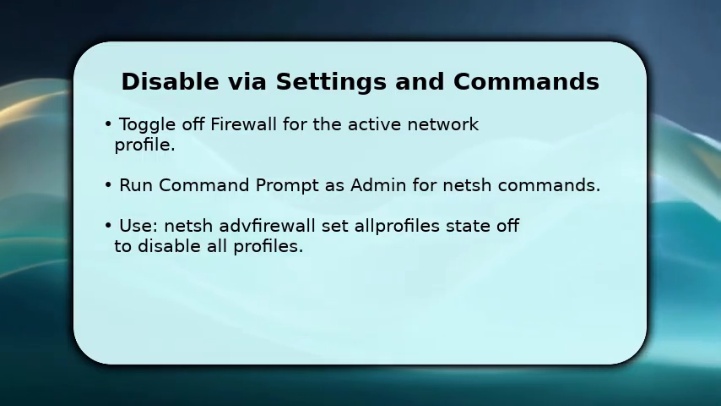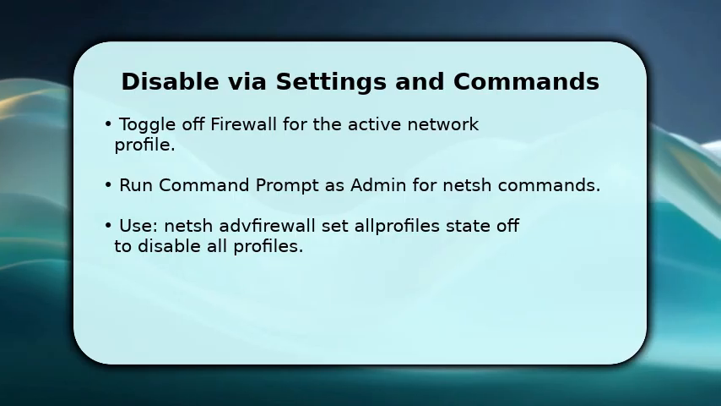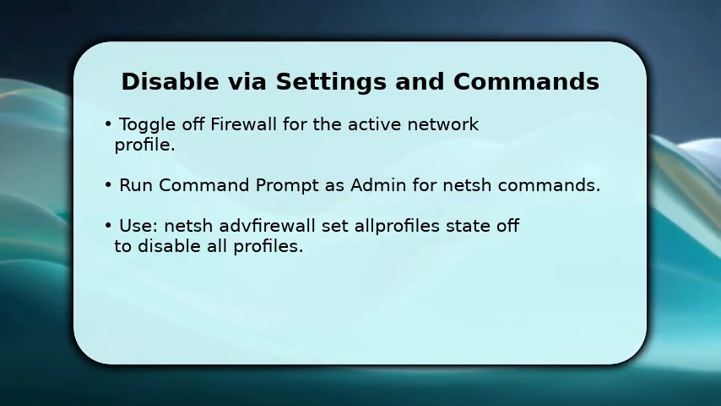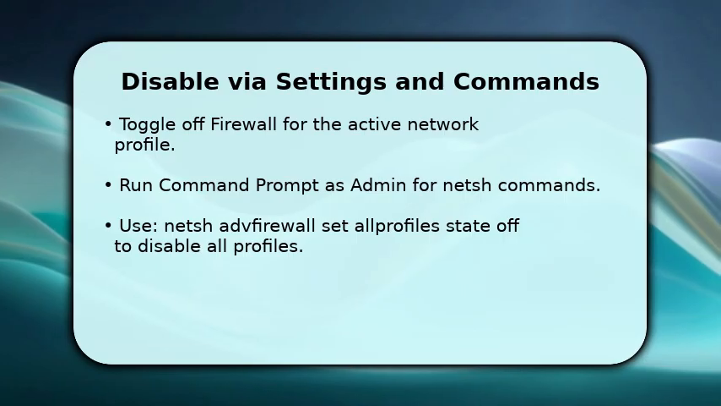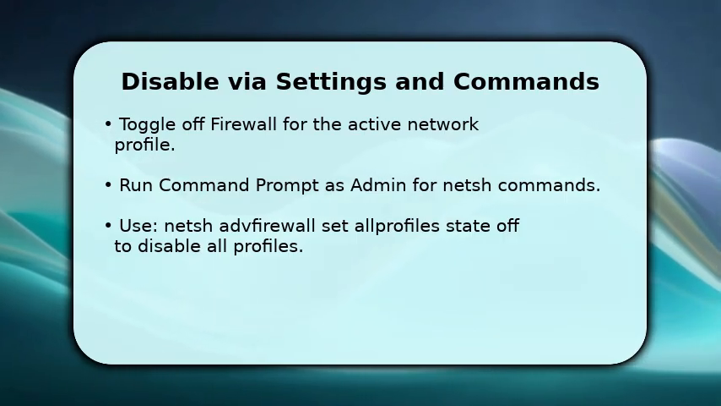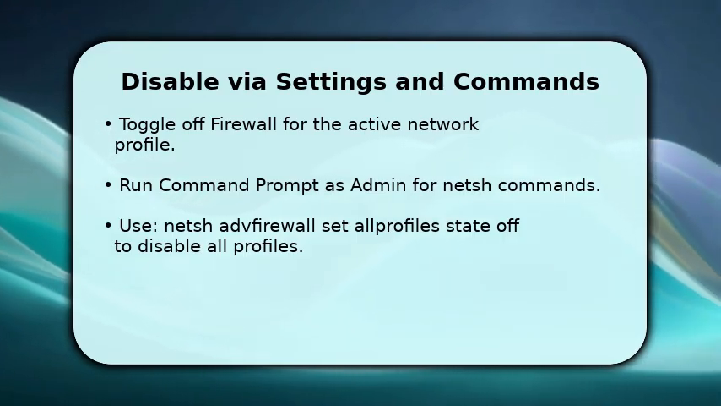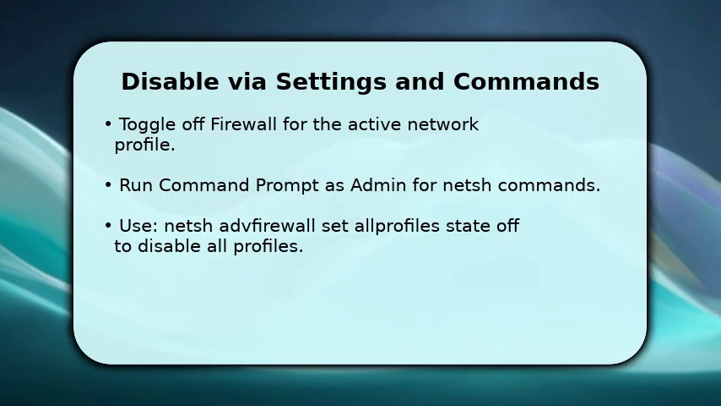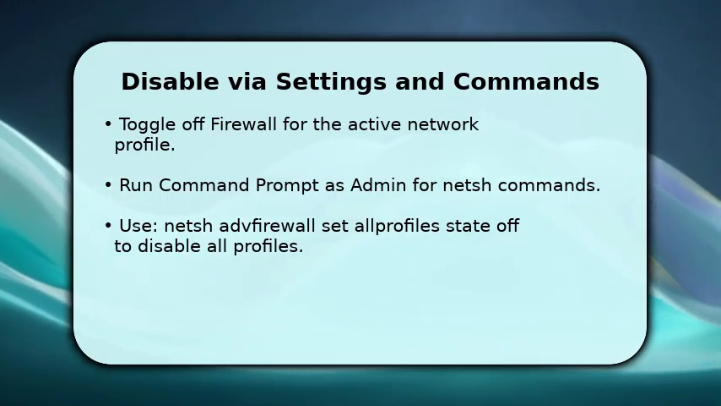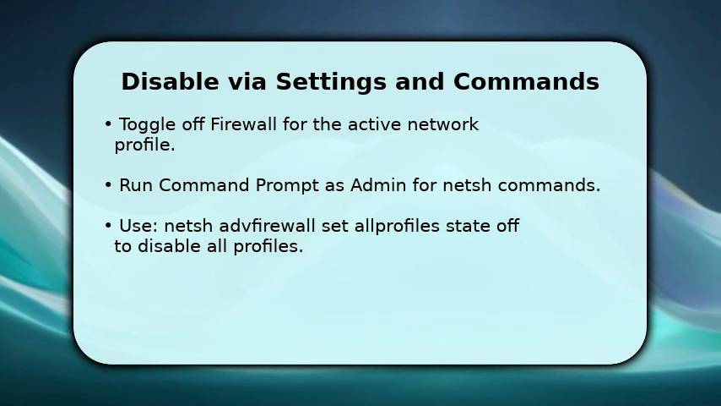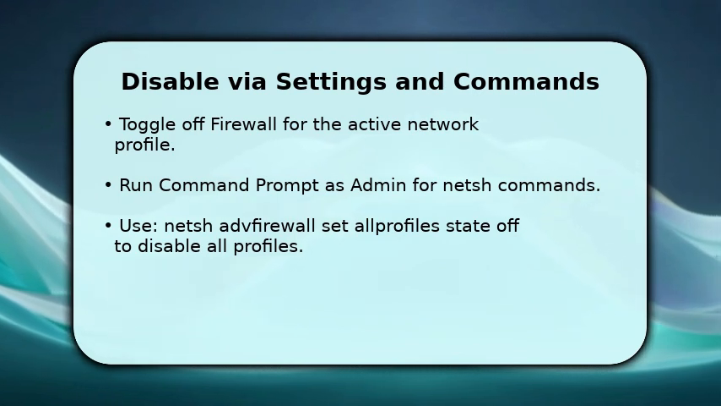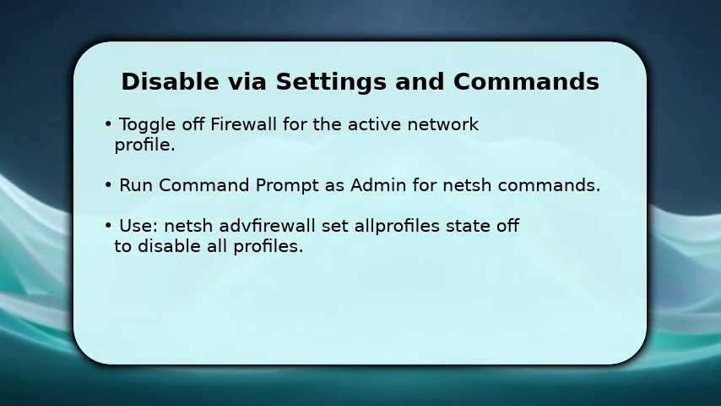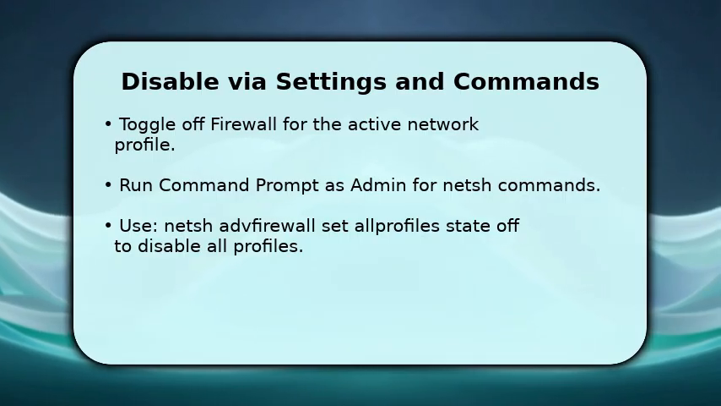Run netsh advfirewall set allprofiles state off. This disables domain, private, and public profiles at once and persists until something re-enables it. You can also stop the Windows Defender Firewall service via services.msc and set Startup Type to Disabled for a deeper shutdown. Understand, these methods differ in persistence and system impact.